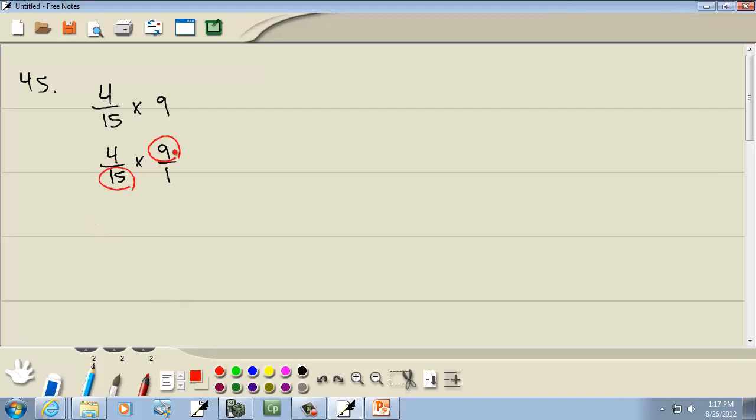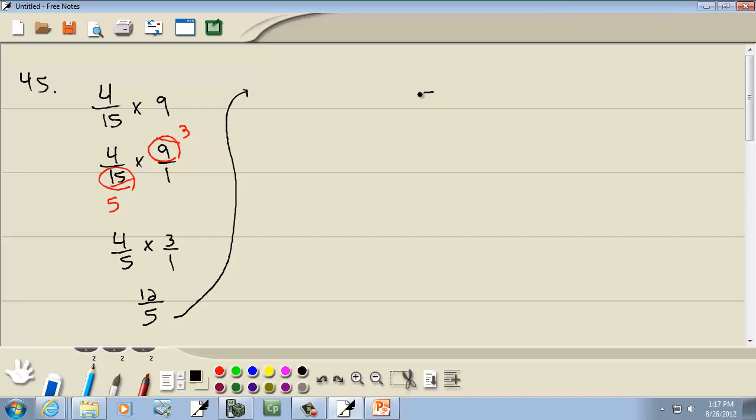Okay, now our only guideline is one's on top, one's on the bottom. Here's a 9 and 15. They're both divisible by 3. 9 divided by 3 is 3. 15 divided by 3 is 5. So we've got 4/5 times 3 over 1. Now there's nothing else to simplify here, so I can go ahead and multiply everything together. 4 times 3 is 12, and 5 times 1 is 5.